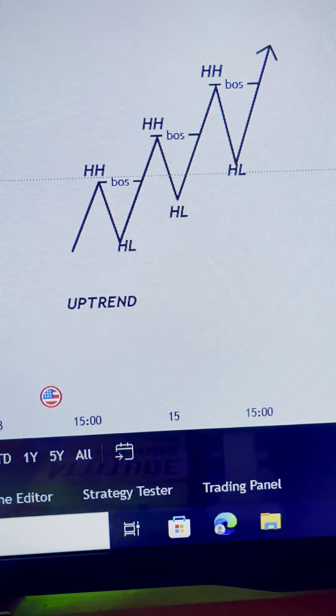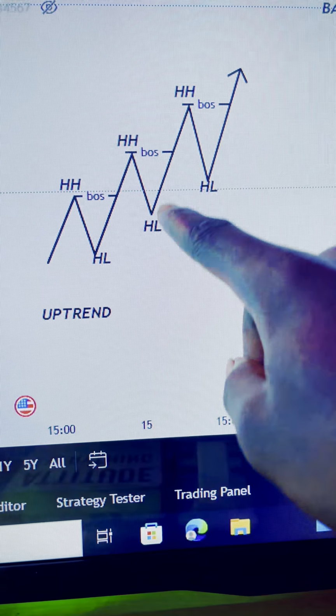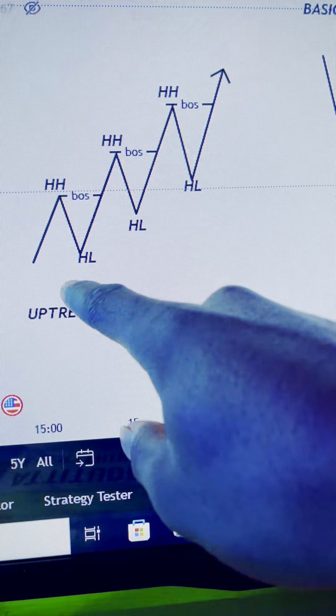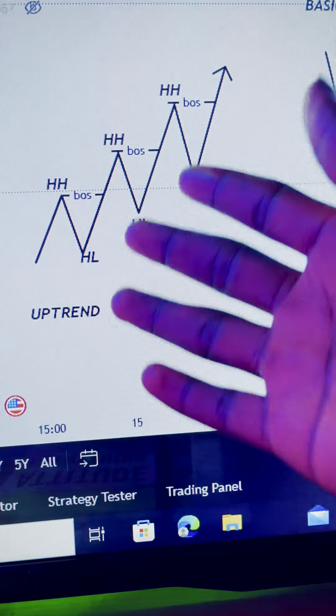Uptrend. An uptrend is made up of higher highs and higher lows, higher highs, higher lows. This simply means the market does not just move up in one structure, either straight up or down. No, it actually moves in structures.